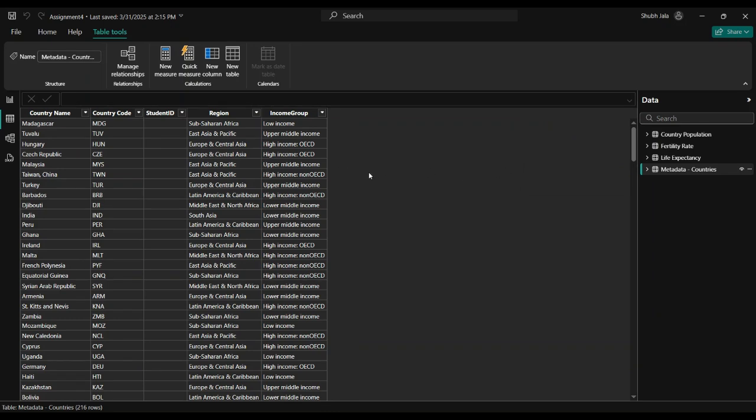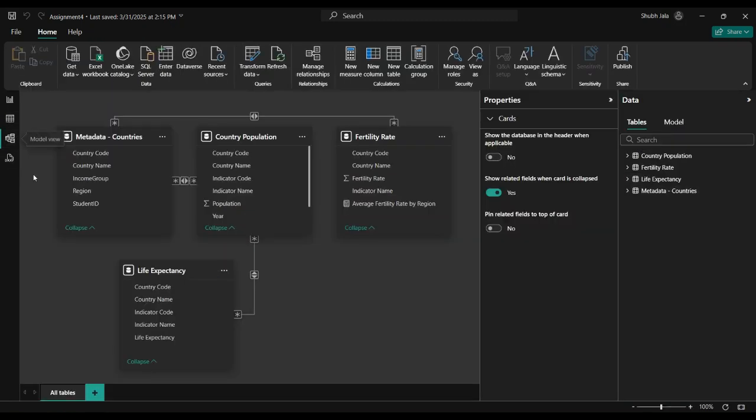After that, I removed the similarities of the tables, and I made relations between these four tables. Metadata countries and the fertility rate have the country name in common, and all four of them have a country code and name in common, so I made a relation with them. The life expectancy and the country population have the years in common, so I made a relation on that.